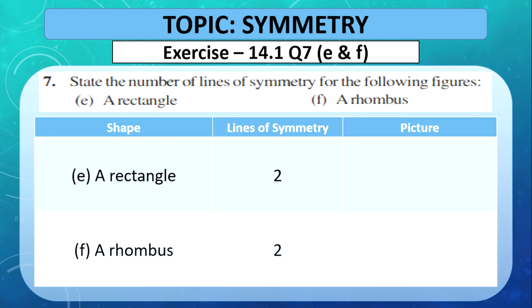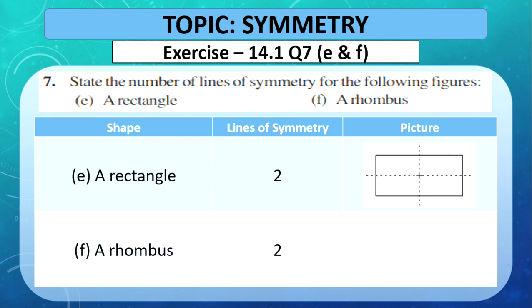Now let us see in the case of a rectangle. So all of you know what is a rectangle? It is a four-sided polygon in which opposite sides are equal. So rectangle has two lines of symmetry. Two ways it can be folded such that the parts will coincide with each other.